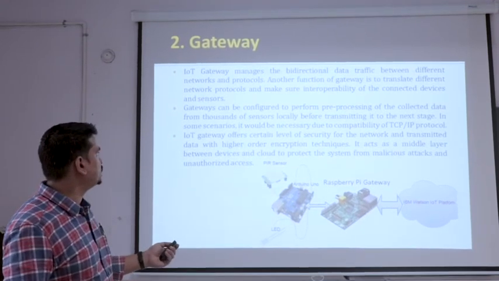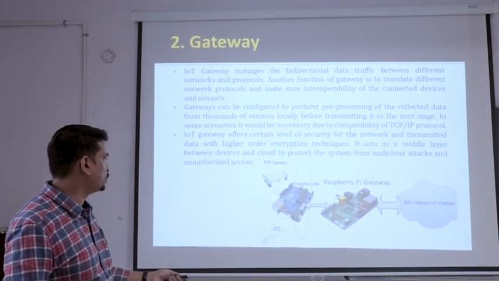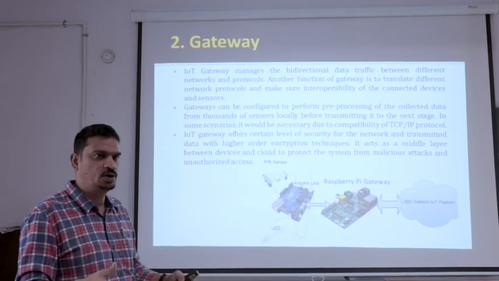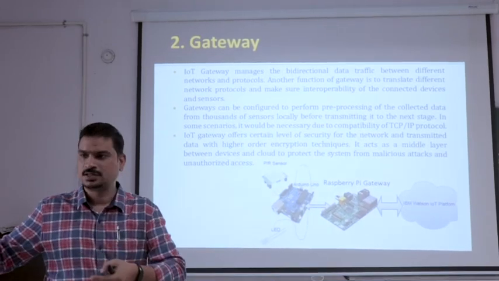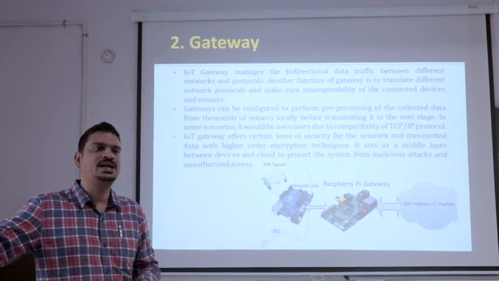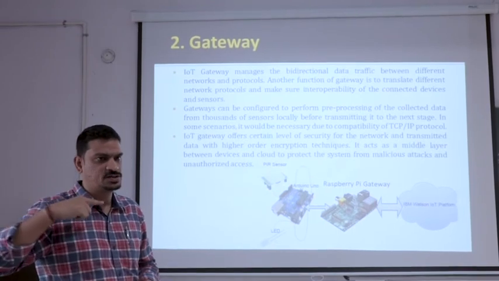An IoT gateway manages the bidirectional data traffic between different networks and protocols. So different networks and what protocol we are using. It is what I told you. We have different types of protocols, so they cannot communicate with each other. So we need an intermediate type of device, which is the gateway.